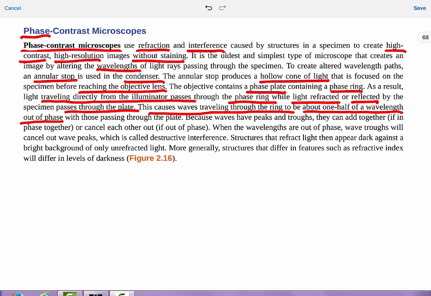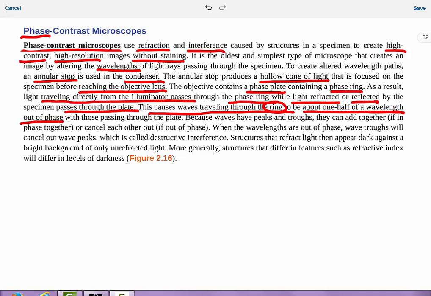And then that changes because of this phase ring. There's light that travels through the phase ring, and then there's light that's refracted and reflected by the specimen passing through the plate. So they're not going the same way anymore. They've changed. The waves traveling through the ring are 1.5 of a wavelength out of phase. They're not in sync anymore.